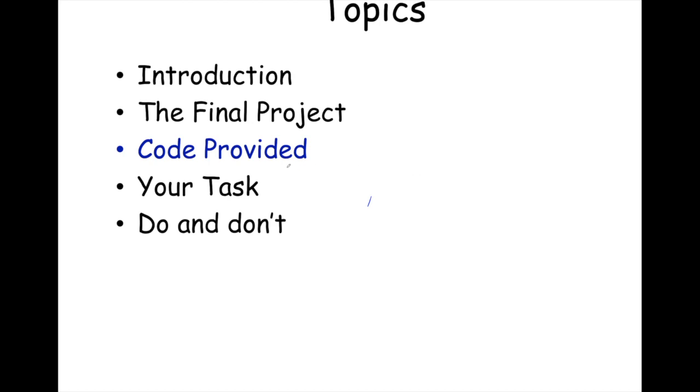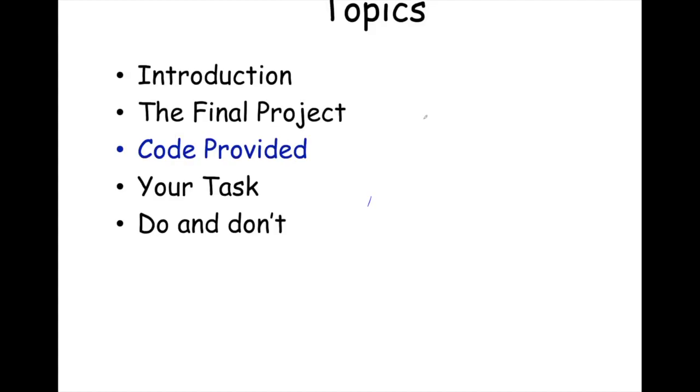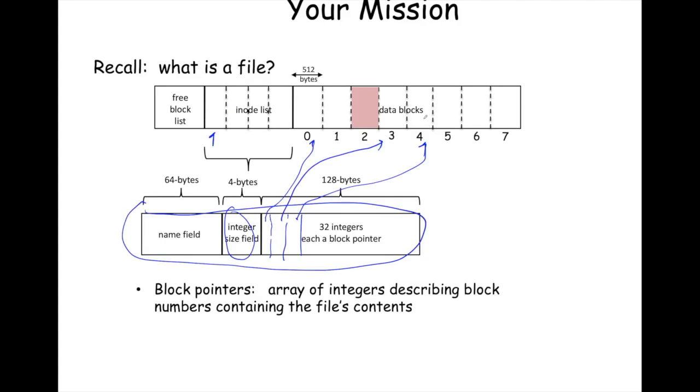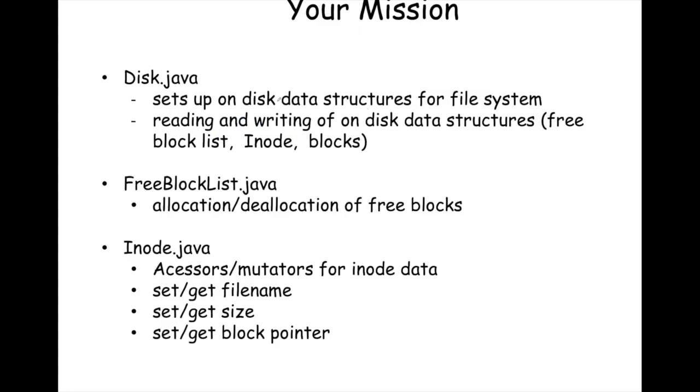But nonetheless, let's take a look at the code. There are a bunch of Java files. It's all in Java, and it uses a raw file to simplify things. We have disk.java. The goal of the methods in disk.java is to set up the on-disk data structures for the file system. So it'll format our disk to have the free block list, the inode list, and the data block list.